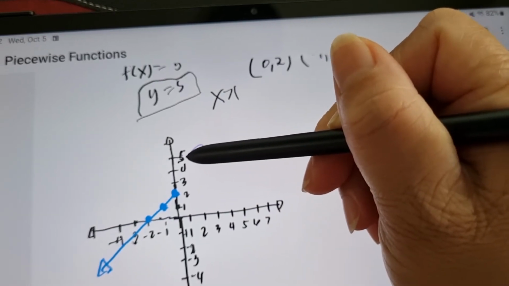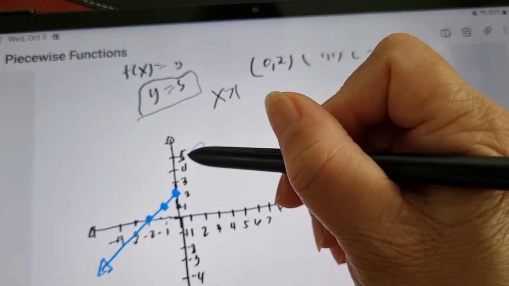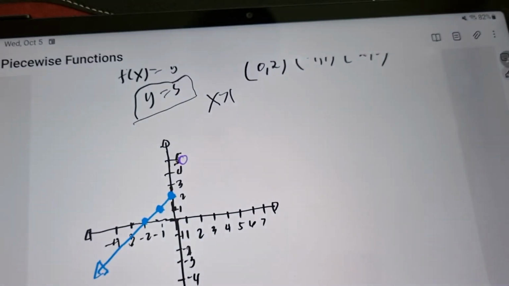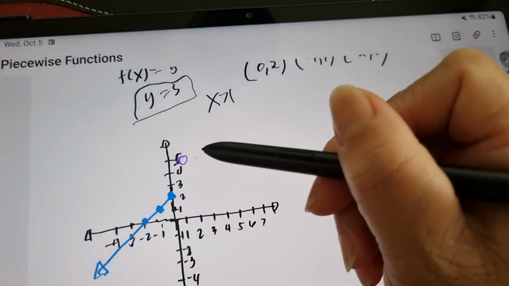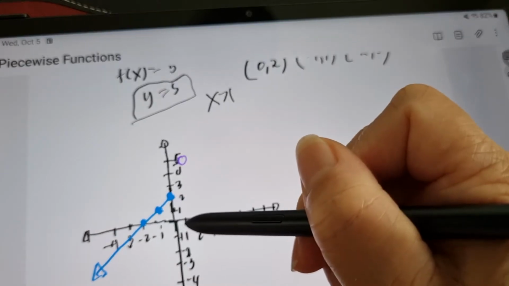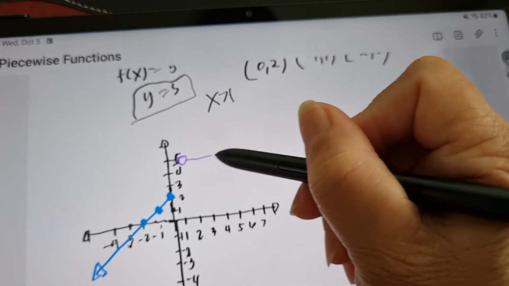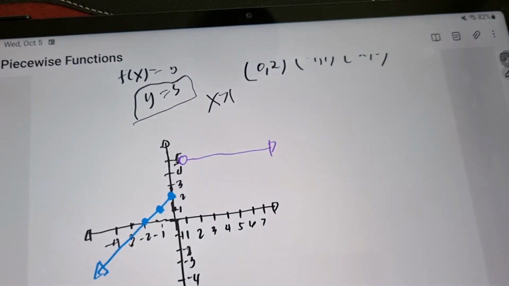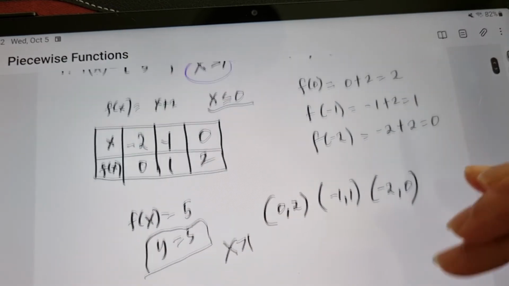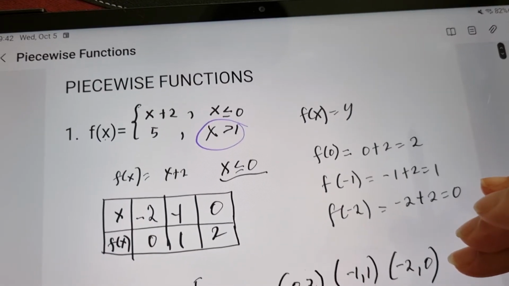Kaso, ang mangyayari, since ang 1 ay hindi kasali, dapat gawin natin open circle. And then, greater than 1. So, ito yung 1, papunta sa right kasi greater dito. So, ibig sabihin ang graph natin ay papunta dyan. So, yan ang graph ng number 1 function natin, piecewise function.